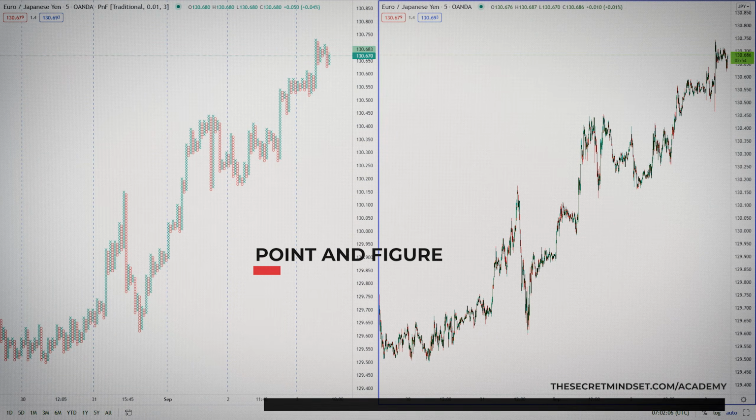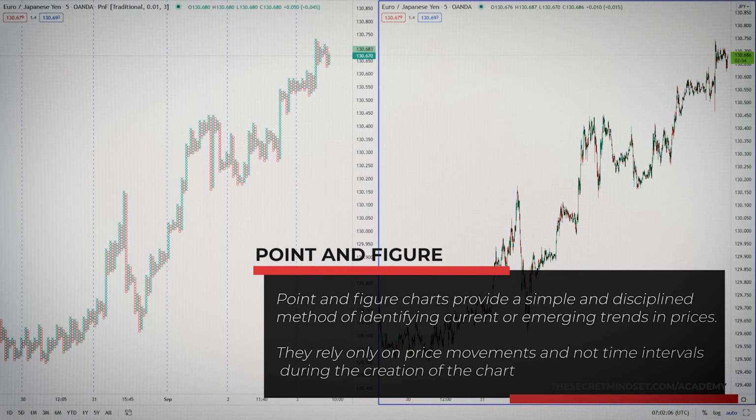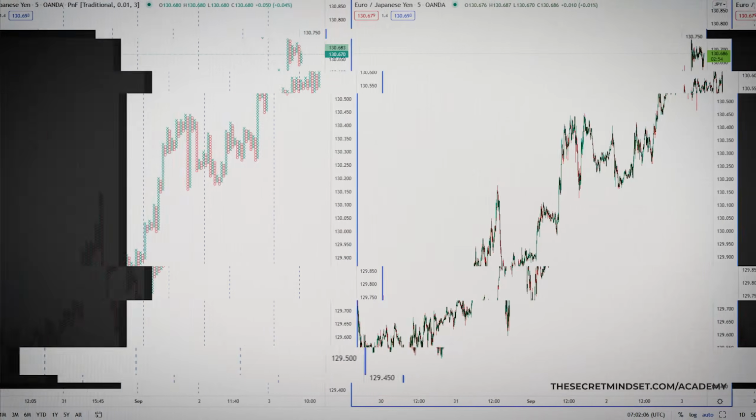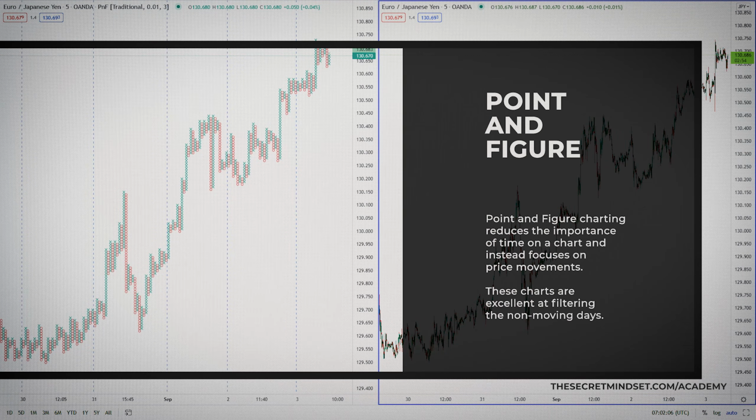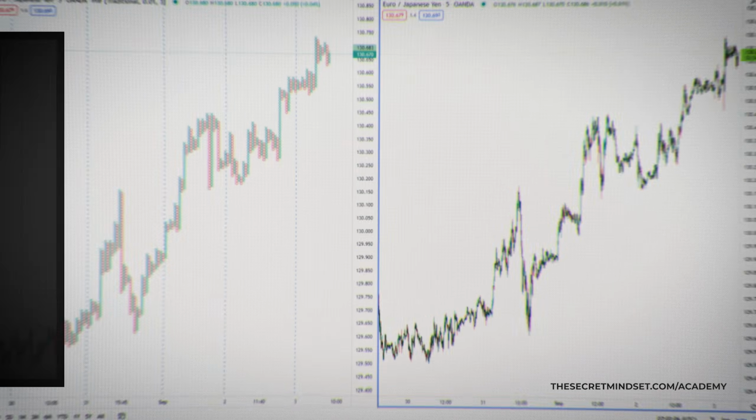Point and figure charts provide a simple yet disciplined method of identifying current or emerging trends in prices. They rely only on price movements and not on time intervals during the creation of the chart. In this way, these charts are similar to Renkos. So point and figure charting reduces the importance of time on a chart and instead focuses on price movements. These charts are also excellent at filtering the non-moving days.